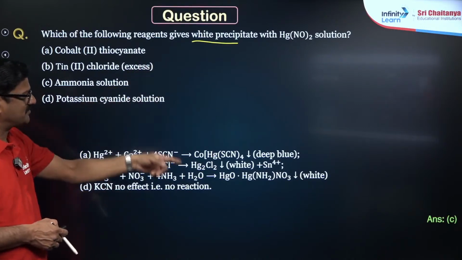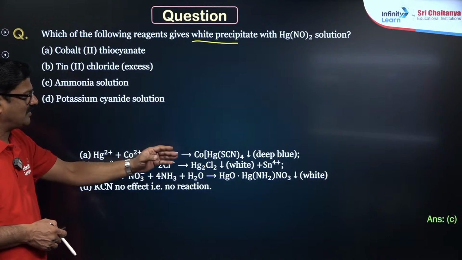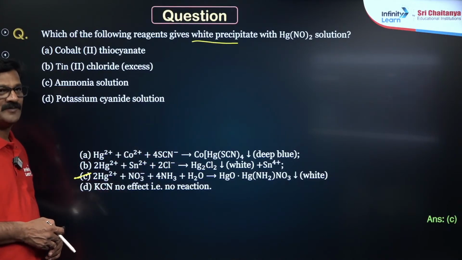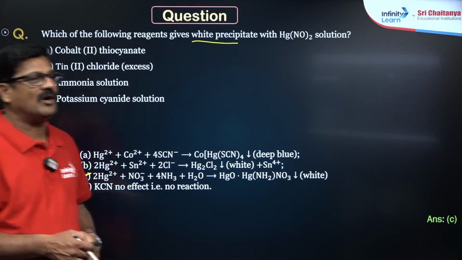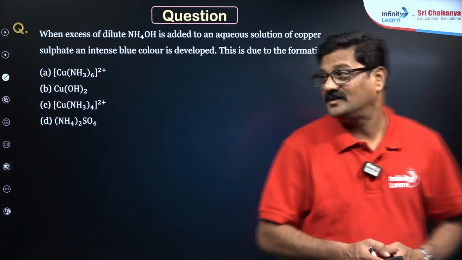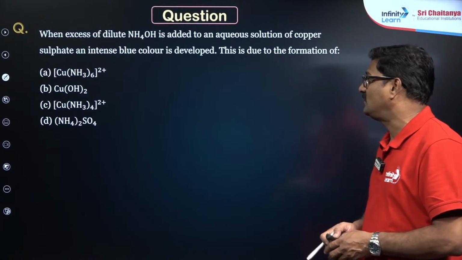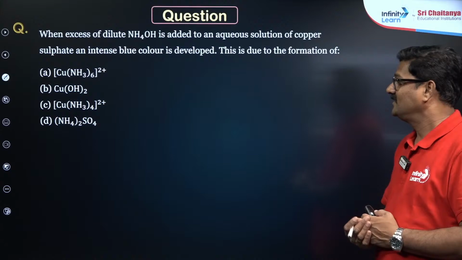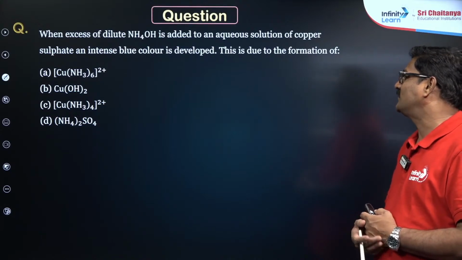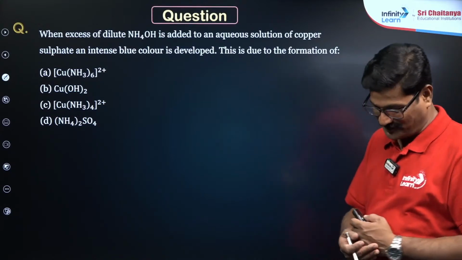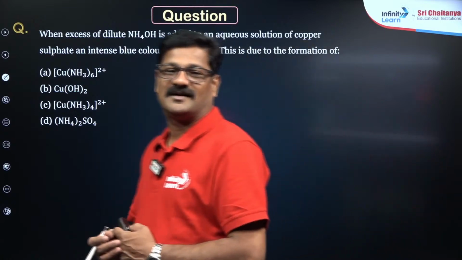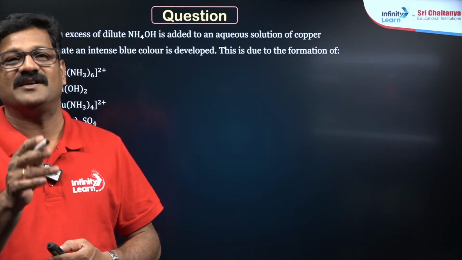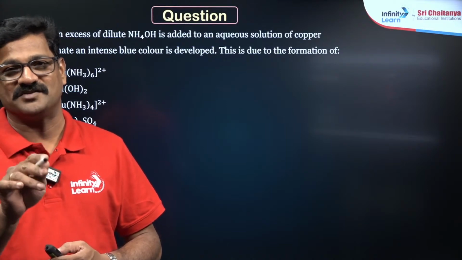So a white precipitate you are going to get, a deep blue and a white, and has no reaction. Okay, dear children, a question is ready in front of you. When excess of dilute ammonium hydroxide is added to an aqueous solution of copper sulfate, a blue color is developed. This is due to the formation of complex compounds, and you can see this reaction in D and F block and complex compounds.